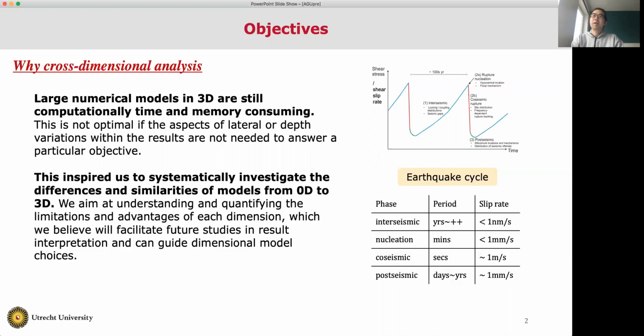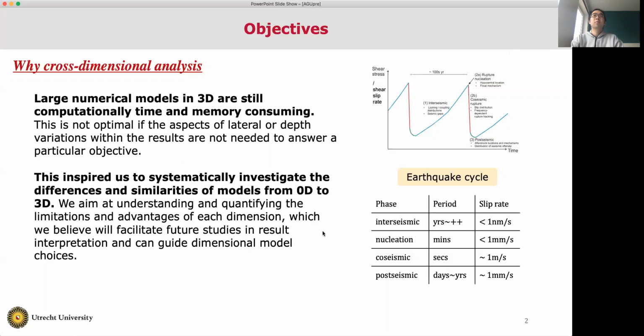So our work is about the earthquake cycle. The earthquake cycle is a repetitive behavior of seismic loading and release. You have different phases, like the interseismic phase, nucleation phase, co-seismic phase, and the post-seismic phase. Between these phases, we have large variations of slip rate, of stress, and of the state variables in the rate and state friction, and this needs to be accurately solved.